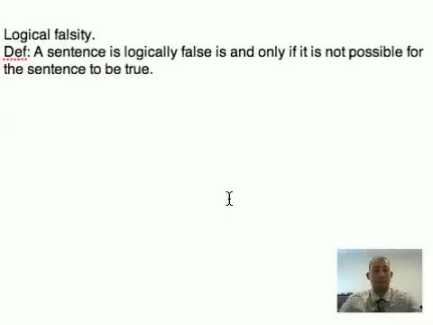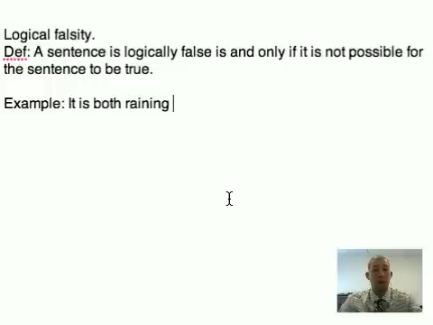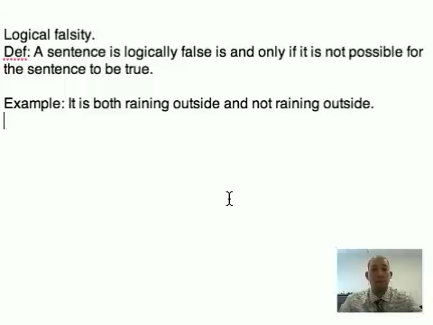So let's give an example. We can use the one that we had beforehand. It is both raining outside and not raining outside. This sentence is logically false. Why? Well, because suppose it's raining outside. Then the first part of the sentence where we say it is raining outside is true.